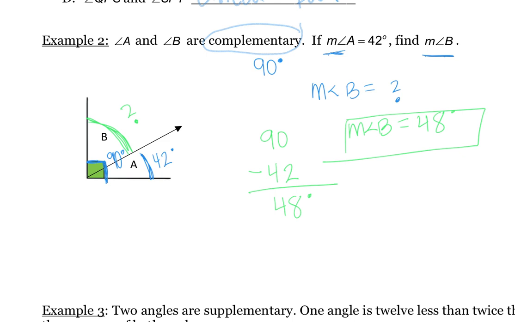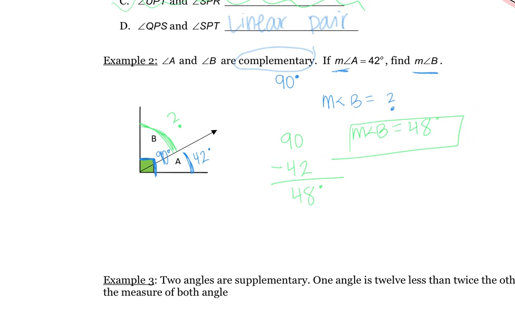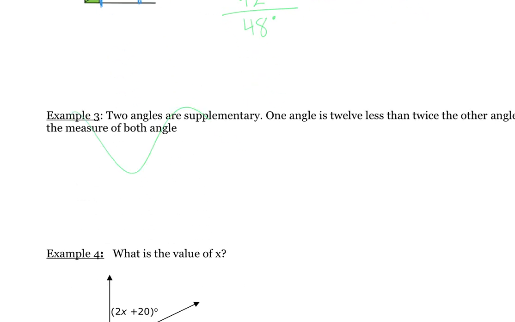En su tarea tienen uno muy similar, pero en vez de decirles complementary, les digo que son ángulos suplementarios. So, en su tarea hay uno que es muy similar, pero no es 90, es 180 grados. Okay, let's keep going. We're not doing example 3, so we're going to skip that one.